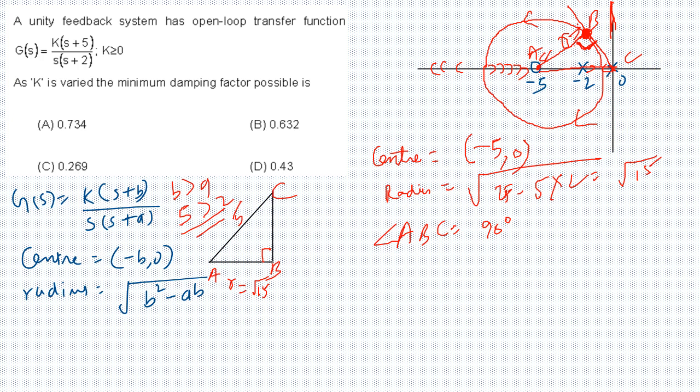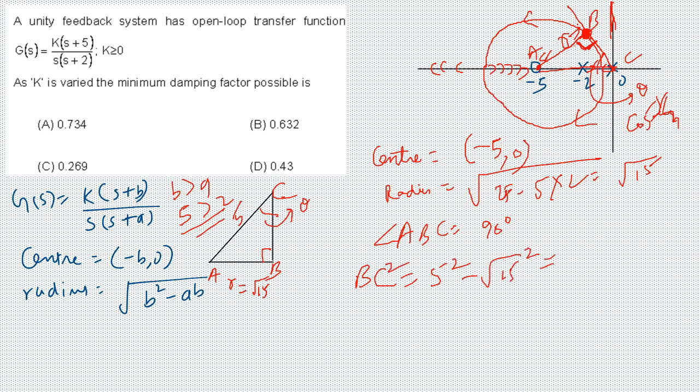Now if we are able to calculate this theta, then it is cos inverse of zeta. So how to calculate this theta? You have the AB length and AC length, so you can use the Pythagoras theorem and find BC. BC squared is going to be 5 squared minus root 15 whole squared, which is 10, and BC is going to be root 10. So this is the length of BC.